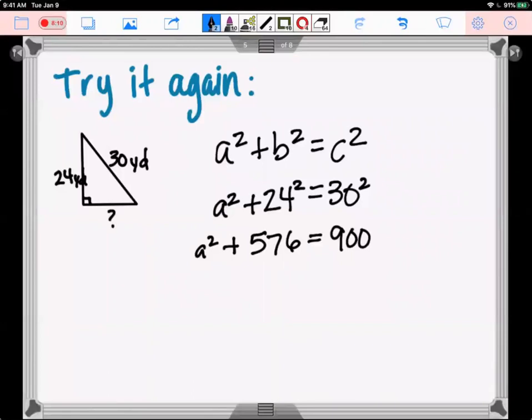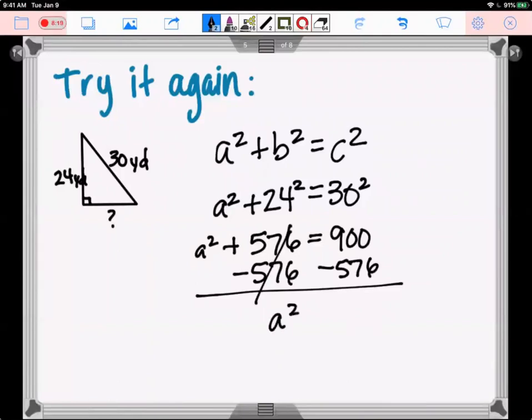We got to get that a alone. So we're going to subtract the 576, subtract 576, and that cancels. So we have a squared equals, what's 900 take away 576? 324.